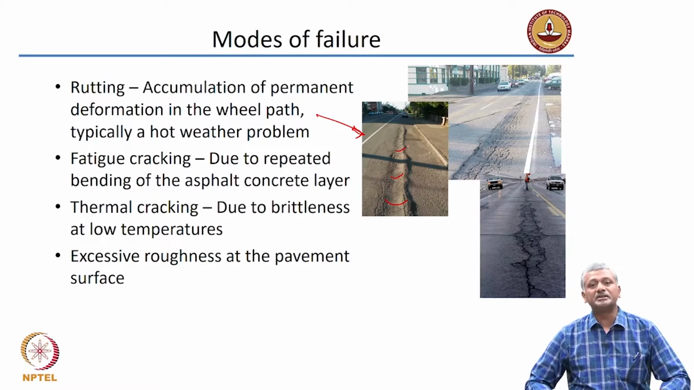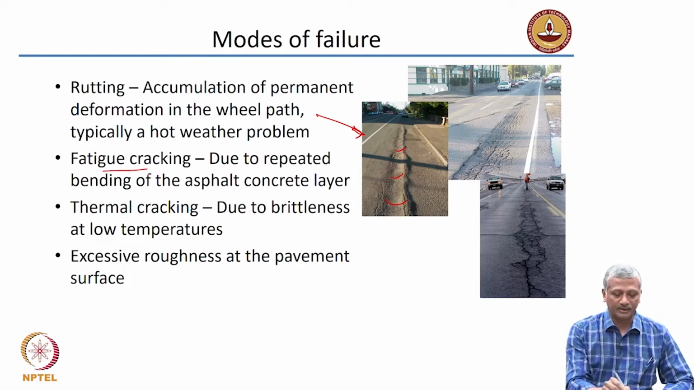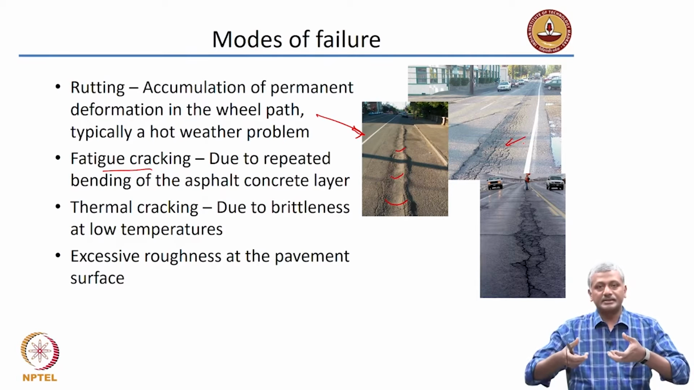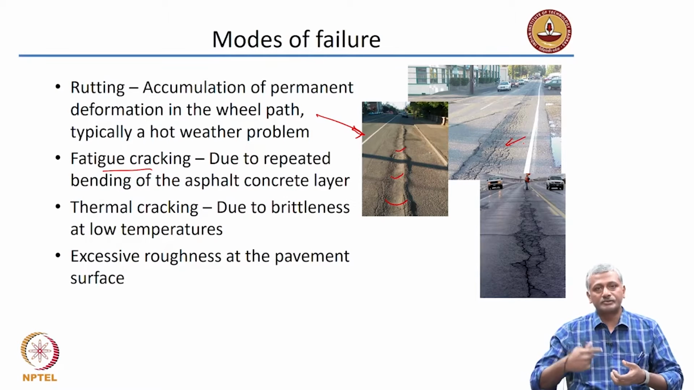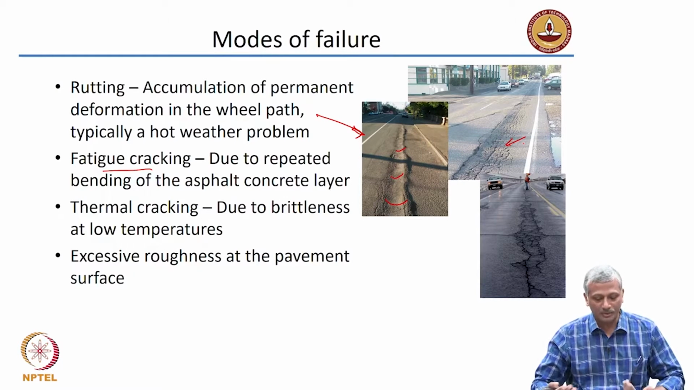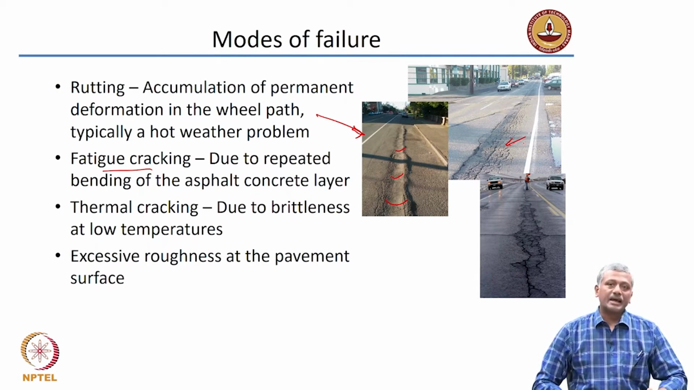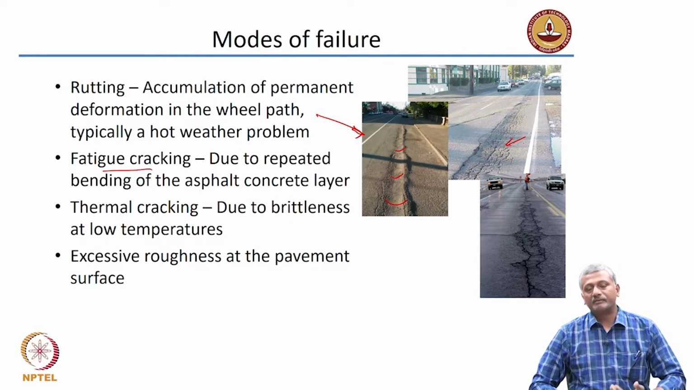Sometimes, of course, because of repeated bending of the asphalt layer, you can get accumulated problems because of fatigue cracking, and fatigue cracking is something that is quite similar to what you see here. So, what we are seeing there is that there is bending of the asphalt pavement, and because of the repeated loading, multiple cycles of loading, the material starts giving way and you get such kind of cracks in the asphalt concrete layer. Thermal cracking can happen because of brittleness at low temperatures. When you have very low temperatures, asphalt starts behaving like a brittle elastic solid and tends to crack. That is a common phenomenon that we observe.